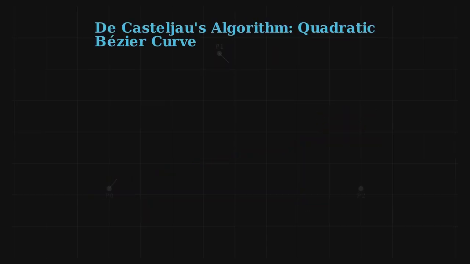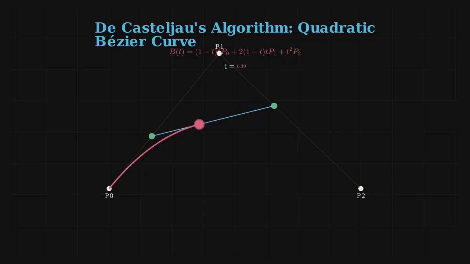What if we add a third point, p2, as a control handle? This is where de Casteljau's algorithm shines. We Lerp between p0 and p1 to find point green, and between p1 and p2 to find point blue. Then, we Lerp between green and blue to find our final curve point, tracing a smooth quadratic curve.